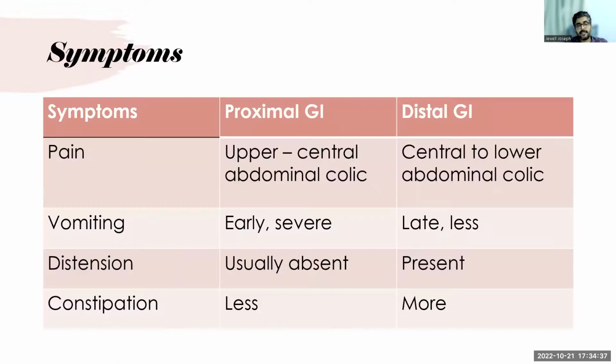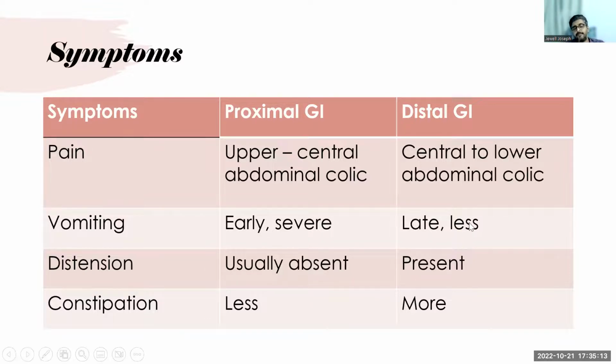So based on the level of obstruction, the symptoms may also vary. The symptoms in these patients can give us a clue about the site of obstruction. In proximal bowel obstruction, the pain will be more in the upper region of the abdomen, whereas in distal obstruction, pain will be more central and lower abdominal, a colicky kind of pain. In proximal GI obstruction, the vomiting is early and severe because whenever there is an obstruction in the stomach, the easy way is to vomit it out. So the body will just take it out through the mouth.